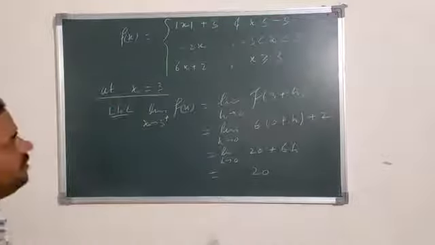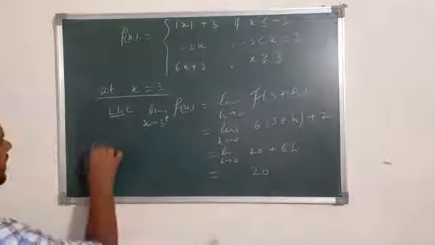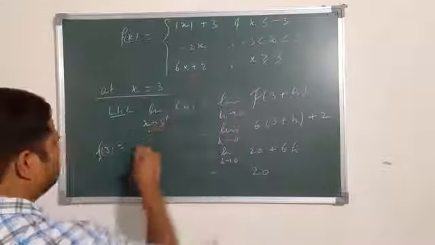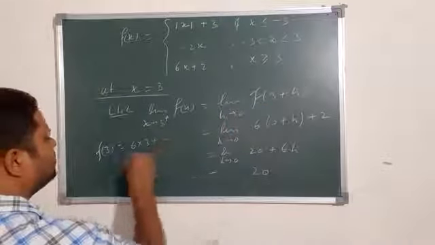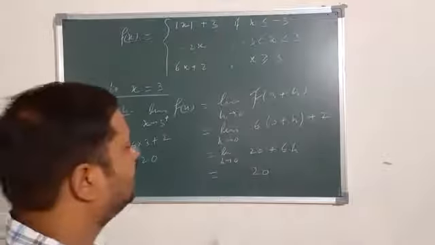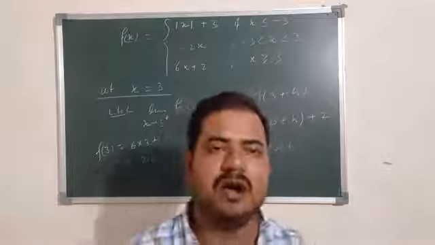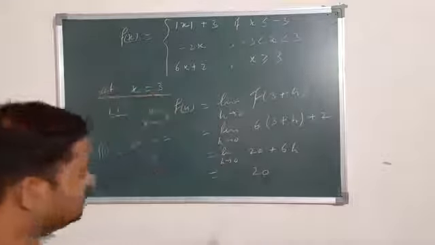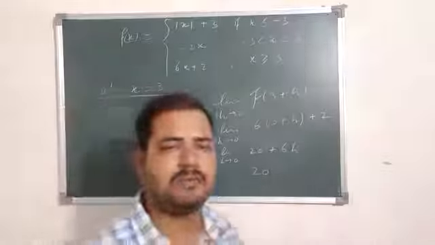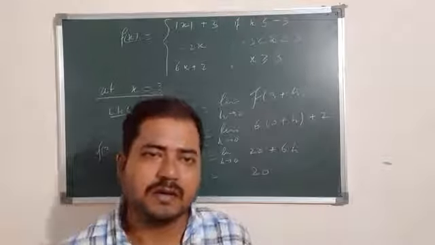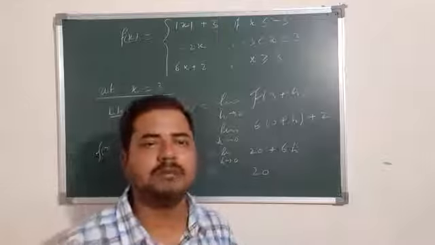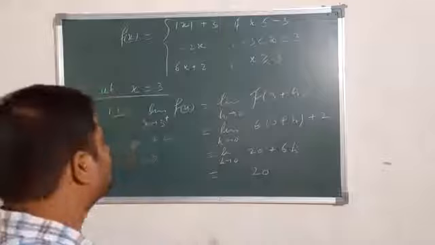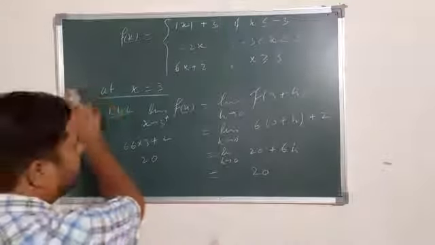Now the value of the function, that means f(3). At x = 3, the function is defined as 6 into 3 + 2, which is also 20. So you see here LHL does not equal RHL, hence the function is discontinuous at x = 3. Hence x = 3 is the point of discontinuity. But it is not the end of the question. You have to find the continuity at x = -3. Maybe it is also discontinuous. So there could be 2 points of discontinuity.